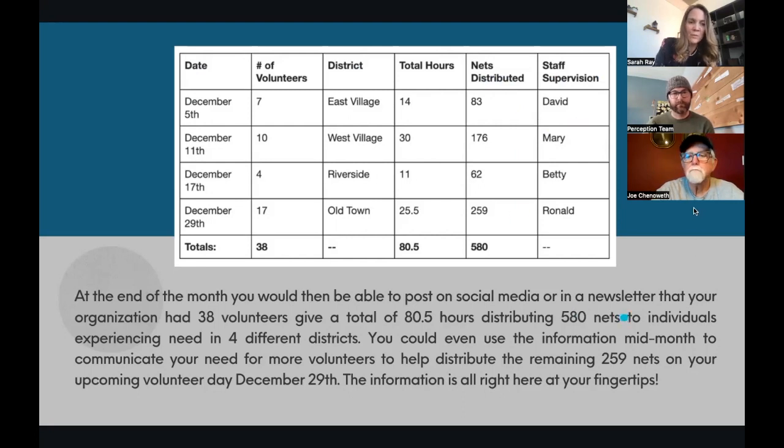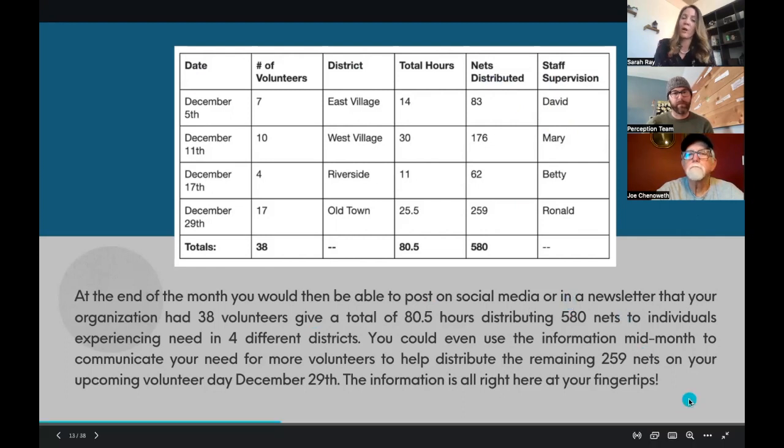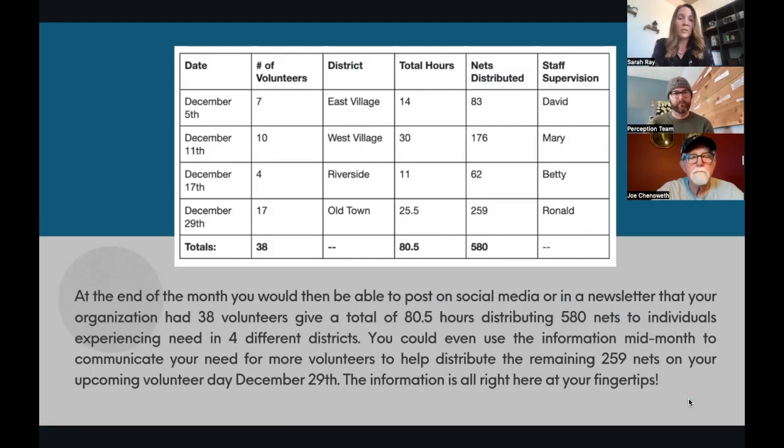And at the end of this, we would be able to look at this and then create a post on social media or put in a newsletter or report to a specific donor that maybe gave the majority of the nets that month, that we had 38 volunteers give a total of 80.5 hours to distribute 580 nets to individuals that experienced a need in 4 different districts. You could even use the information mid-month to communicate that you need even more volunteers to come in and help you distribute the remaining nets.